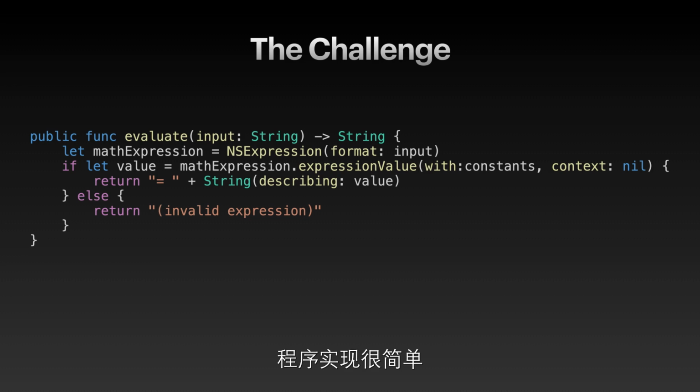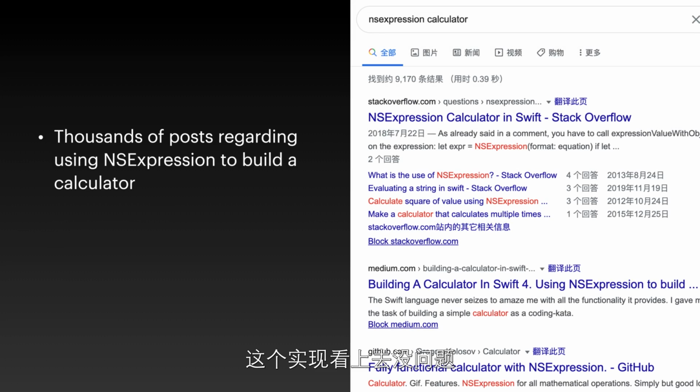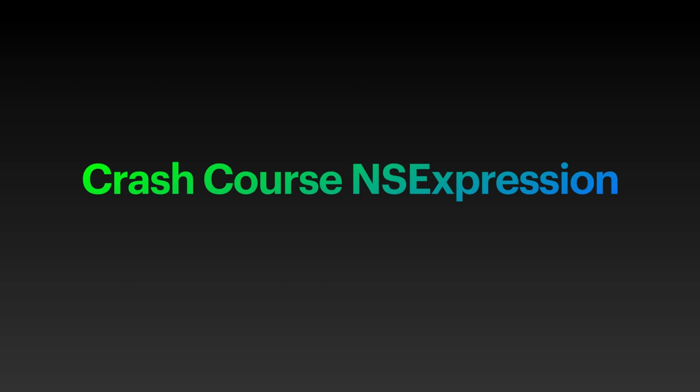The core logic of this app is quite simple. It takes the user input from the URL scheme, creates an NSExpression, then prints the result. It seems totally reasonable, because there are like 10,000 posts saying how to use an NSExpression to build a calculator. Can anything go wrong with it? Let's take a crash course.